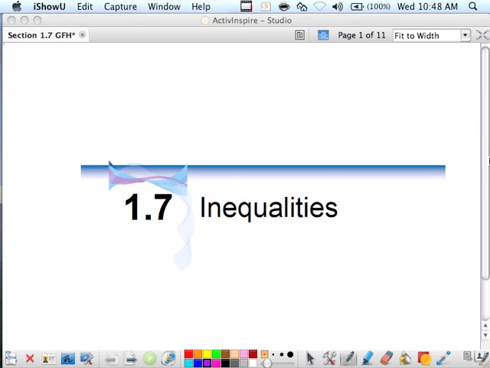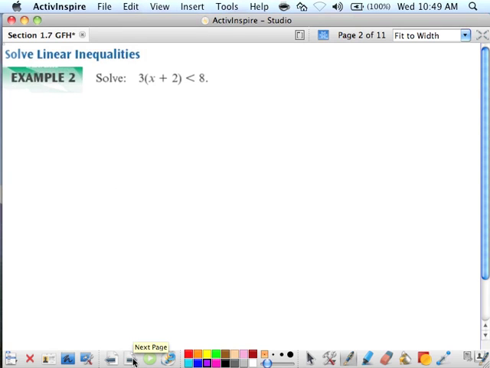Let's start talking about section 1.7, which is all about inequalities, including compound inequalities, but there is a separate section on absolute value. So we'll do the absolute value inequalities in section 1.8. We're just going to jump right into linear inequalities. We're going to look at the first example.